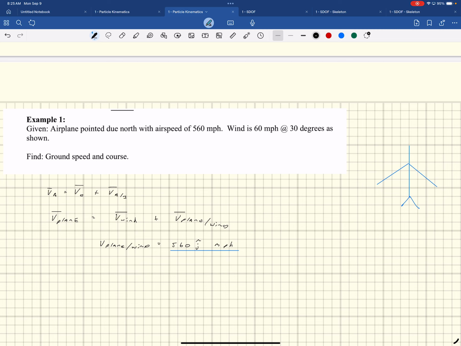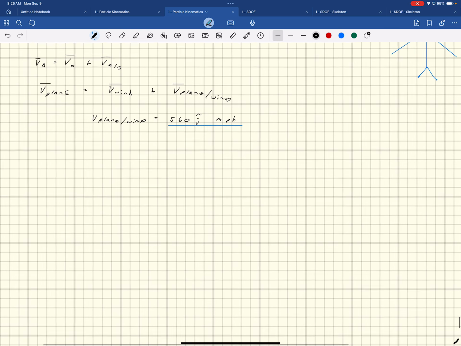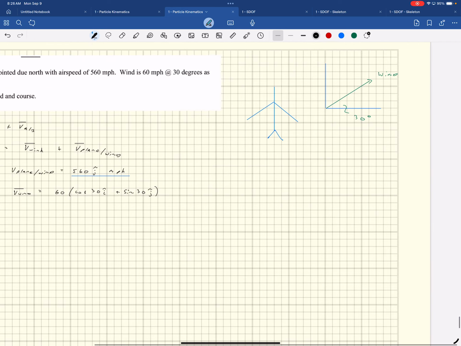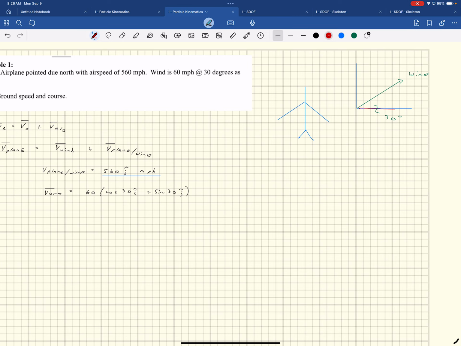So you can tell how fast you're going relative to the wind. That's 560 in the J, the plane as seen from the wind. Then the velocity of the wind is equal to, they said it's going at 60 miles per hour. So it is 60 miles per hour, and its direction is just going to be the components in the I and the J: cosine 30 in the I plus sine 30 in the J. It's just these components over here, this guy and this guy.